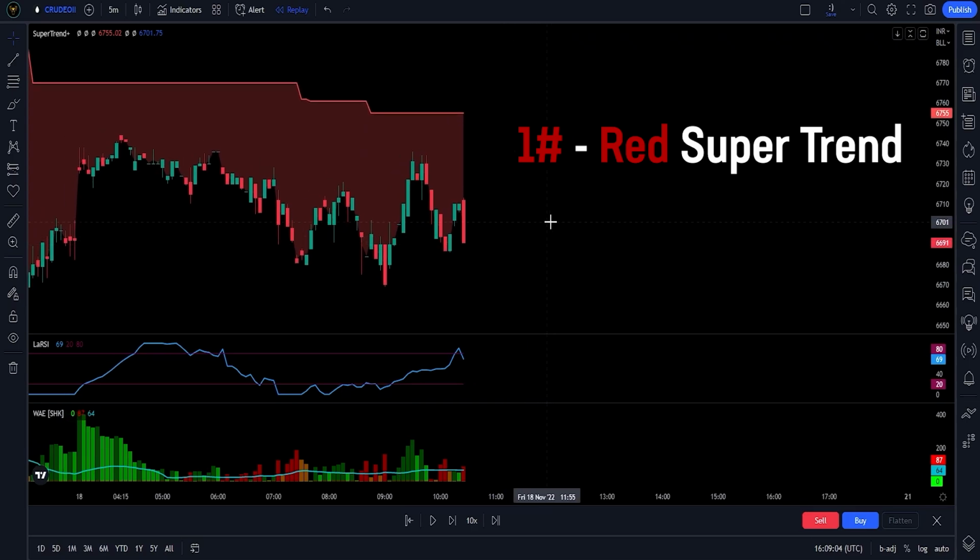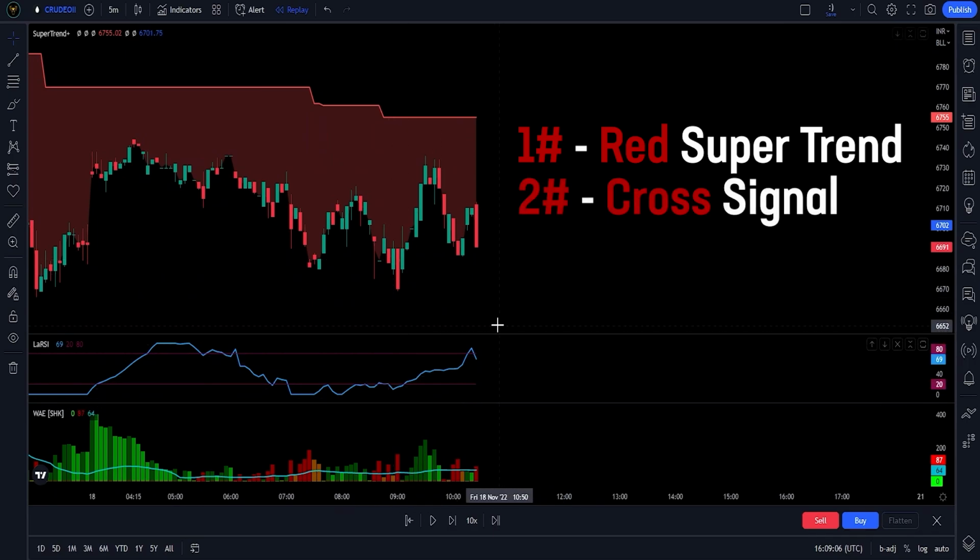Our second rule is that our Laguerre RSI indicator must give us a cross signal where the RSI line crosses the horizontal 80 level line top to bottom. As you can see, this condition is also met, which is our second bearish signal.